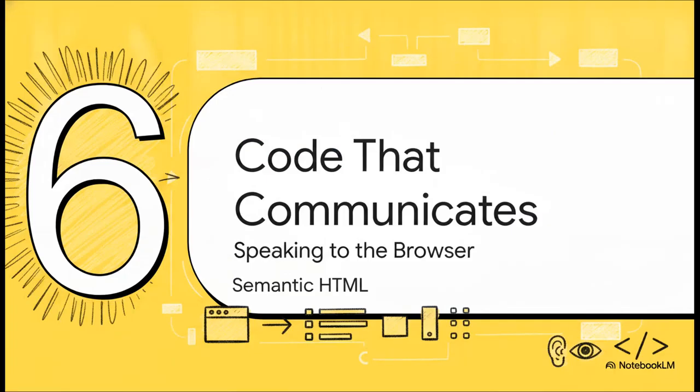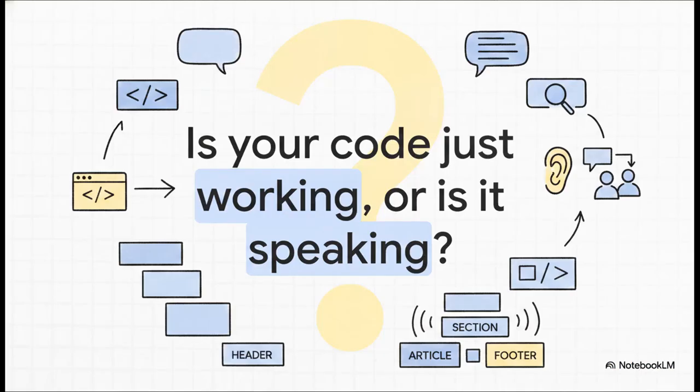And our final section, Section 6, Code that Communicates, Speaking to the Browser. So what does this all mean? The crucial point is this. Is your code just working, or is it speaking? Honestly, anyone can stack generic dividers until a web page looks okay, but real-world companies and recruiters, they look for clean semantic structure. They want code that communicates its purpose to browsers, to search engines, to assistive technologies, and to future developers. Remember the legacy of your code. Start using semantic tags today and let your code speak for itself.